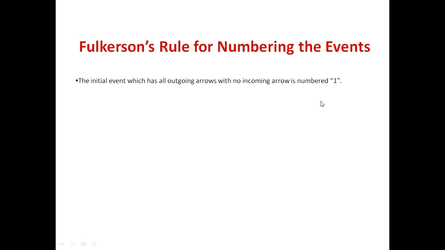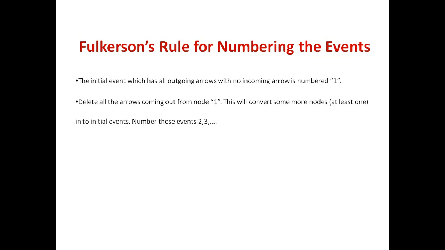Then, after giving the number 1 to the initial node, the next thing is to delete all the arrows coming out from that node. When you give the number 1 to that initial node, whatever outgoing arrows are there have to be deleted, removed. By deleting the outgoing arrows from the first numbered node, at least one more node will be converted into an initial event. An initial event means an event which has no incoming arrows.